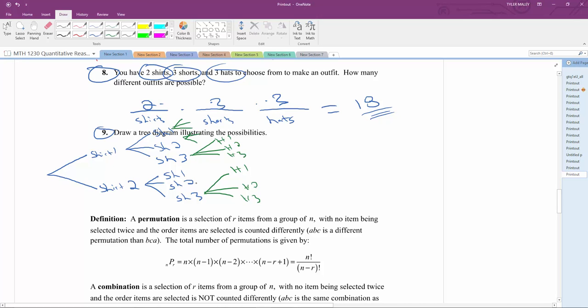So we'd have 3 hats here, 3 hats here, 3 hats here.